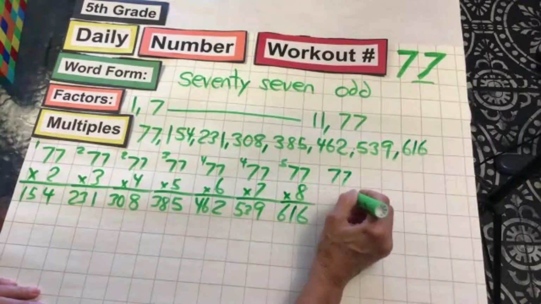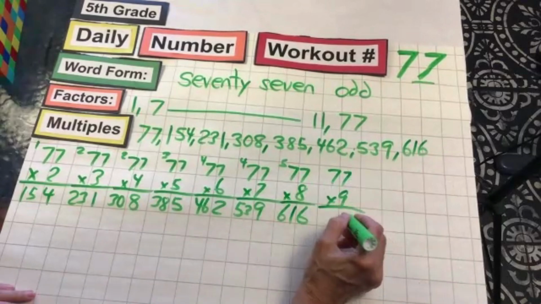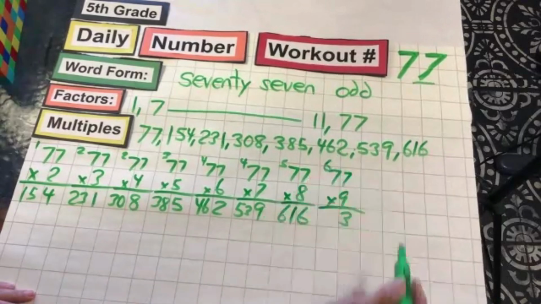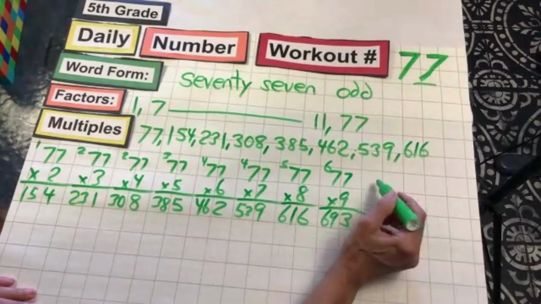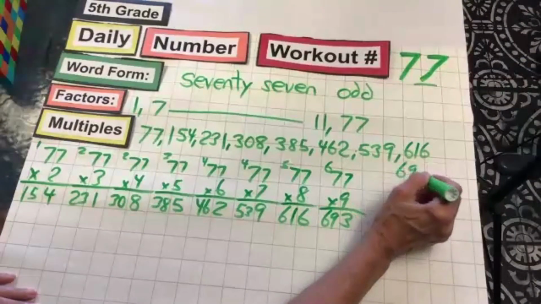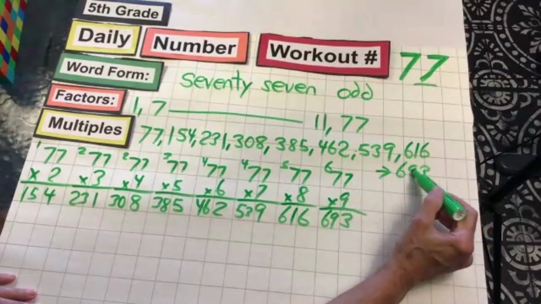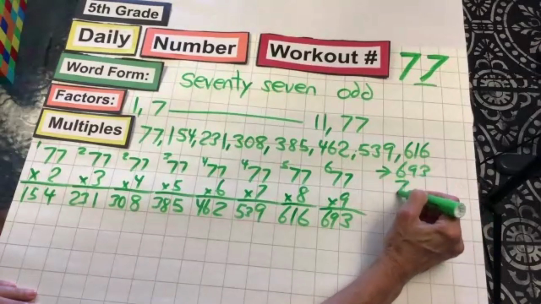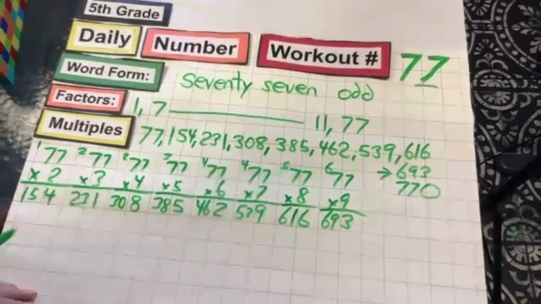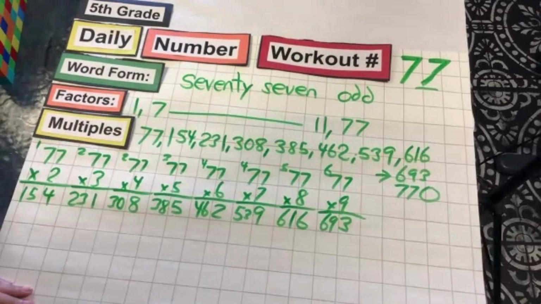616. 9 77s. 9 times 7 is 63. Drop the 3, carry the 6. 9 times 7 is 63 plus 6 is 69. So it's 693. And of course, always the 9 one will add up to 9. So we have 6 plus 3 is 9 plus 9 is 18. 1 plus 8 is 9. And then any number times 10 is itself with a 0 in the ones place value. So there's our first 10 multiples of 77.